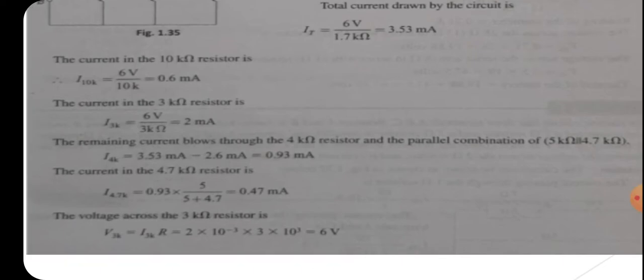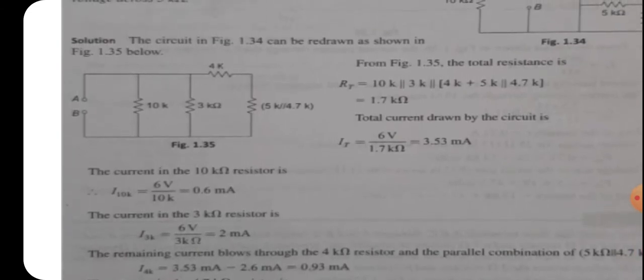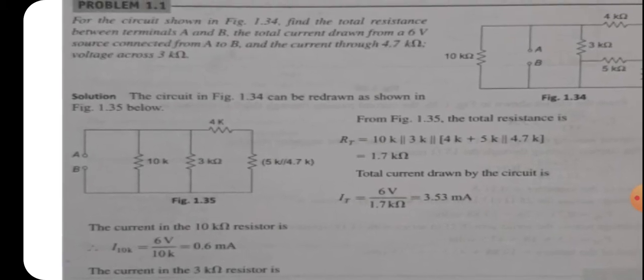So there is no need to find it by using equations, but in the textbook it is solved. There is no need because of the simple logic that the A and B terminals are in parallel with the 3 kilo ohm. So whatever voltage is applied across the A and B terminals, that voltage will appear across the components connected across it. So the voltage across the 3 kilo ohm will be 6 volt. So this is the question here.